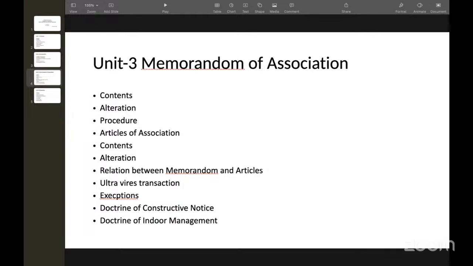Next is dividend policy. Procedures for declaring and distributing dividends to shareholders. Next is borrowing powers. Limits on the company's borrowing capacity and the conditions for issuing debt instruments. Winding up rules. Procedures for dissolving the company, including asset distribution.